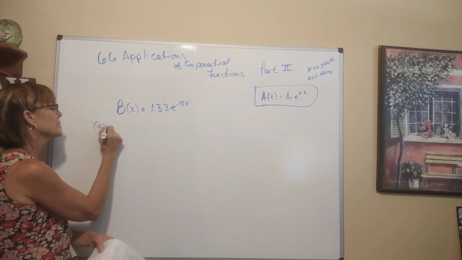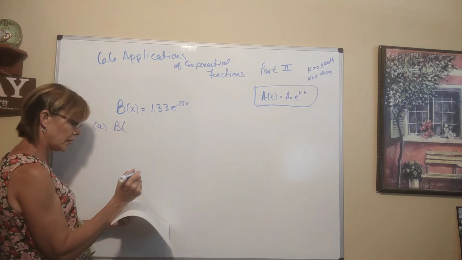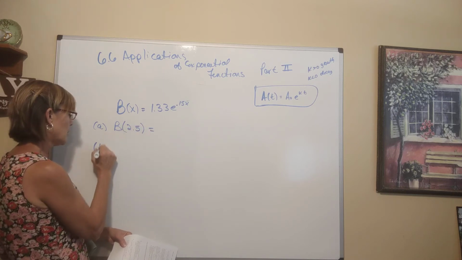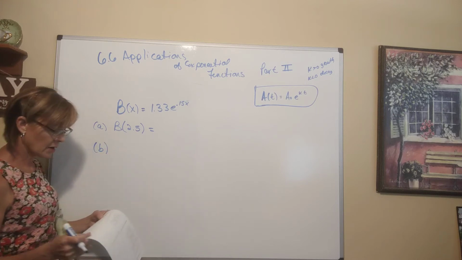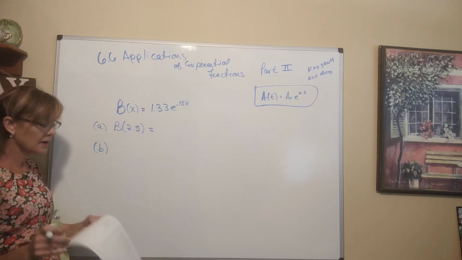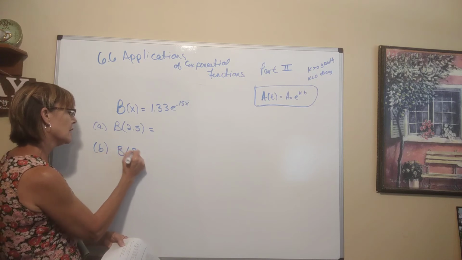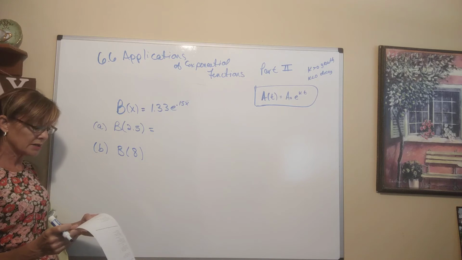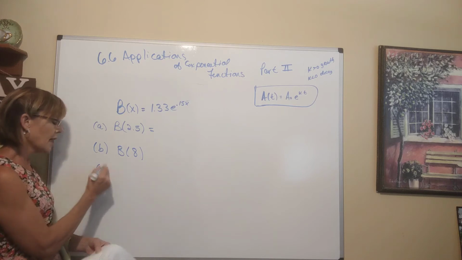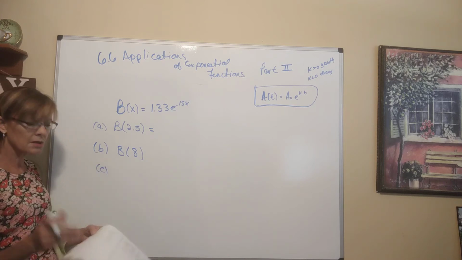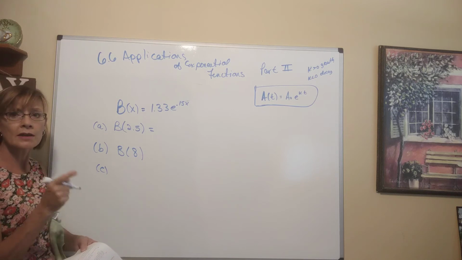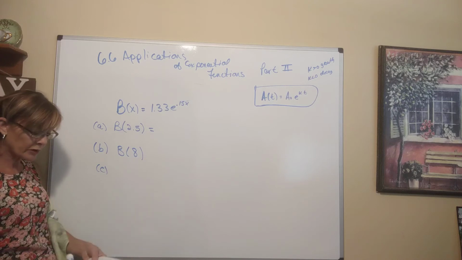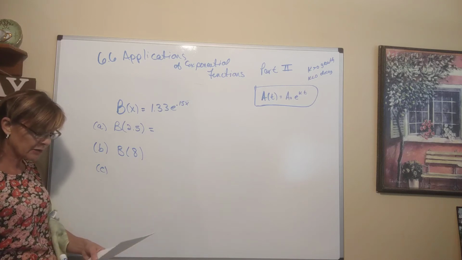Part A is very simply, you're going to figure this out by putting in 2.5 for x. Part B, how would you figure that out? How many bacteria are there after 8 hours? You would just say, I'm going to substitute in 8 for x and figure that out. Part C, it says, after how many hours? This time we don't know the time. We are trying to figure out what x is. After how many hours will there be 31 million bacteria per milliliter?